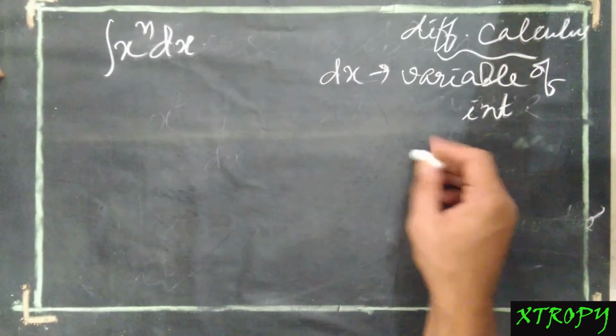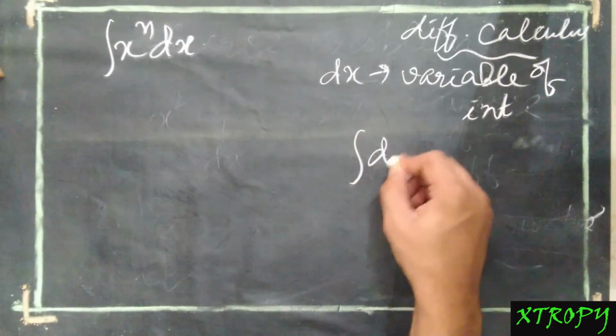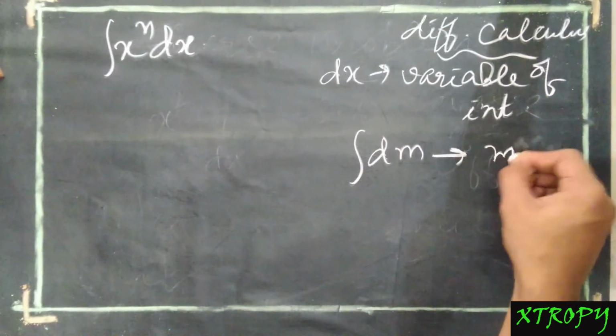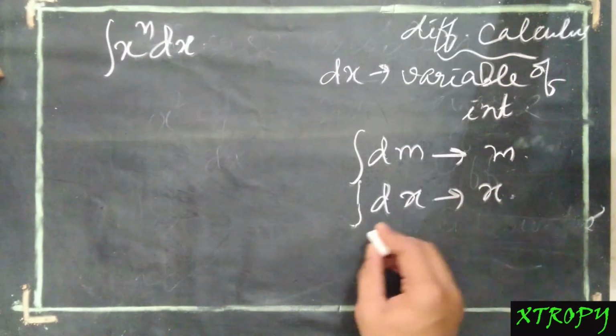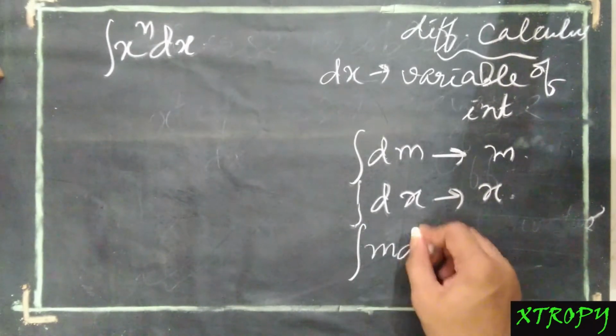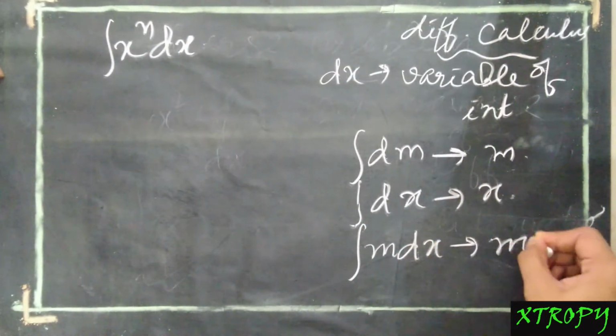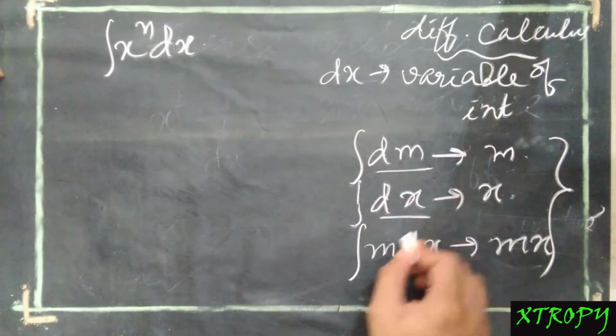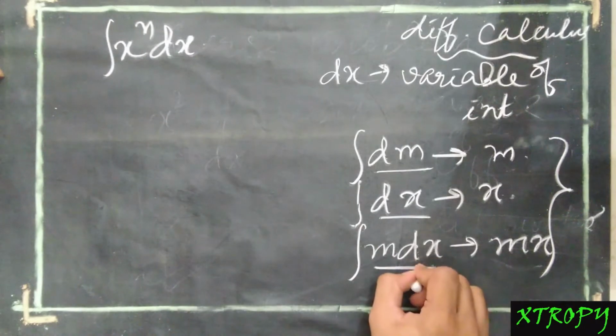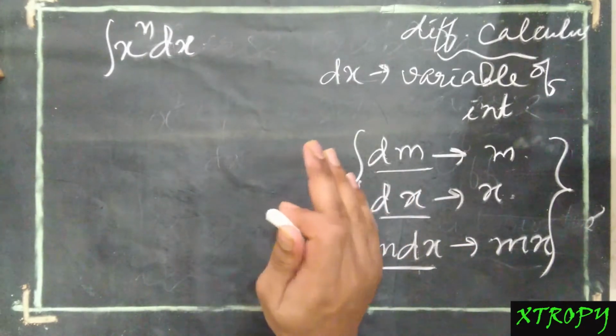Suppose you have integration of dm, this will result in m. Suppose you have integration of dx, this will result in x. Suppose you have integration of m dx, this will result in mx. Therefore, the variable of integration is an important point in our journey of integration.